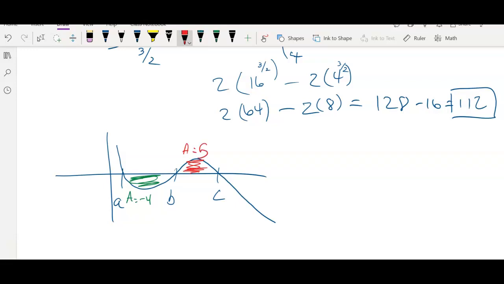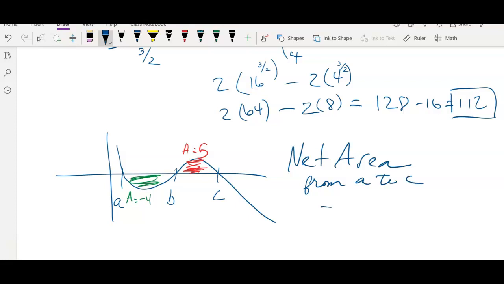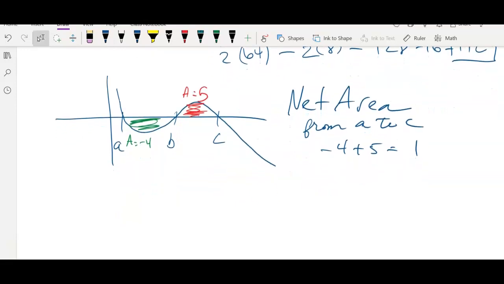Okay? So just real quick, forget integration and everything else. Net area is exactly that. The net area from A to C would literally be -4 plus 5 equals 1. Okay? Now there's net area, and then there's the other area the book just calls area. Think of it as total area. Total area is we get rid of the idea that it's negative. We want the total area, meaning I want to know the area of everything shaded.